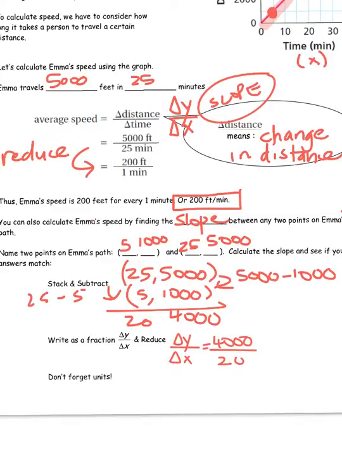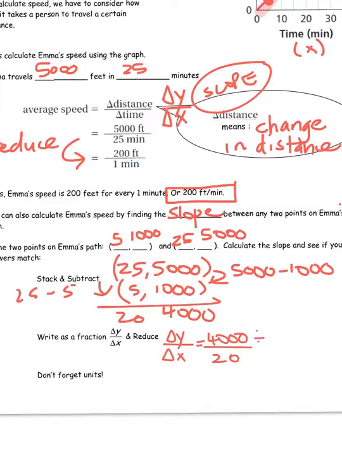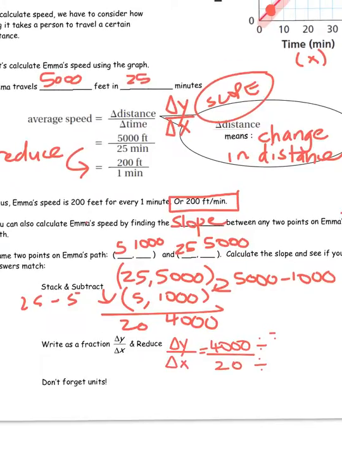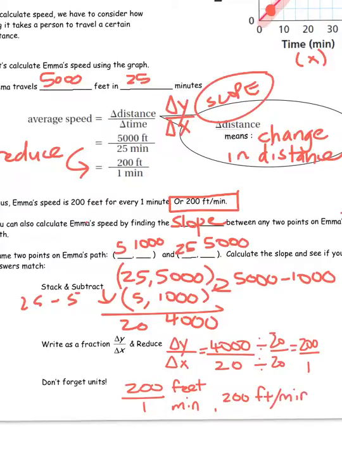To reduce this fraction, I can divide the top and the bottom by 20. And I get as my final answer, 4,000 divided by 20 is 200. 20 divided by 20 is 1. So for the last step, we just have to put units. So I'm going to put 200 over 1 is my final answer. 200 represents distance, so it's 200 feet per every 1 minute. And really that means 200 feet per minute, the same answer as we had above.